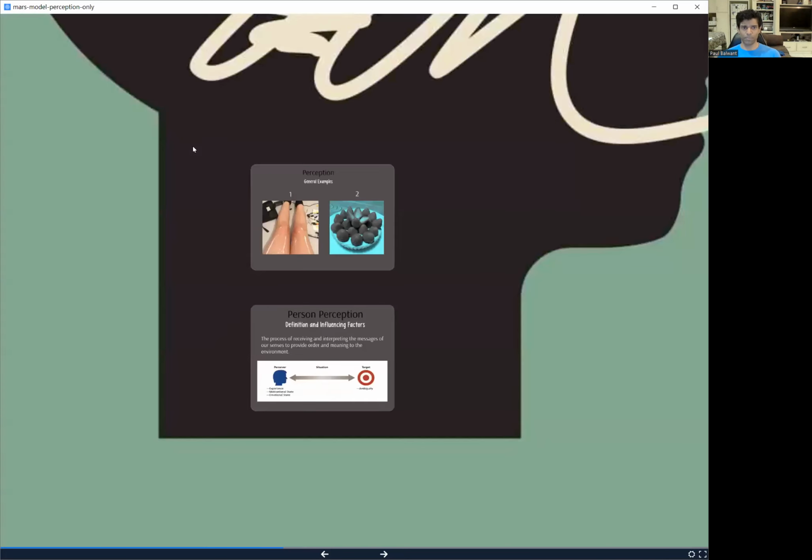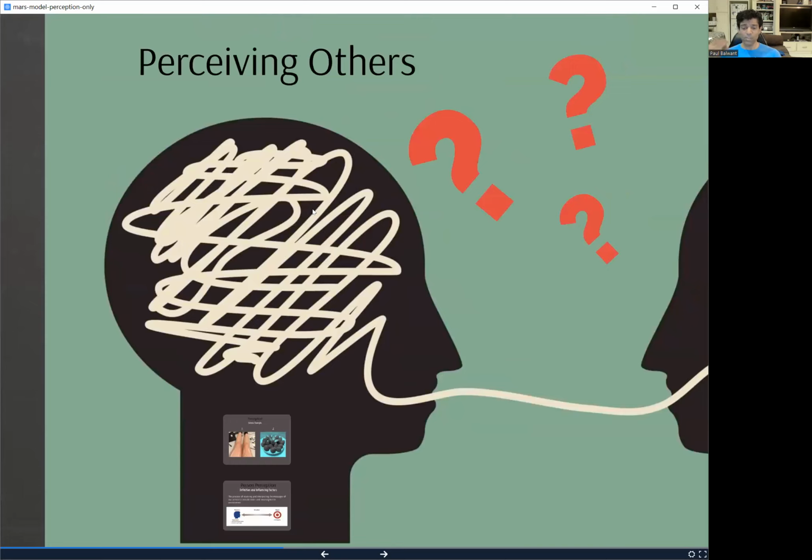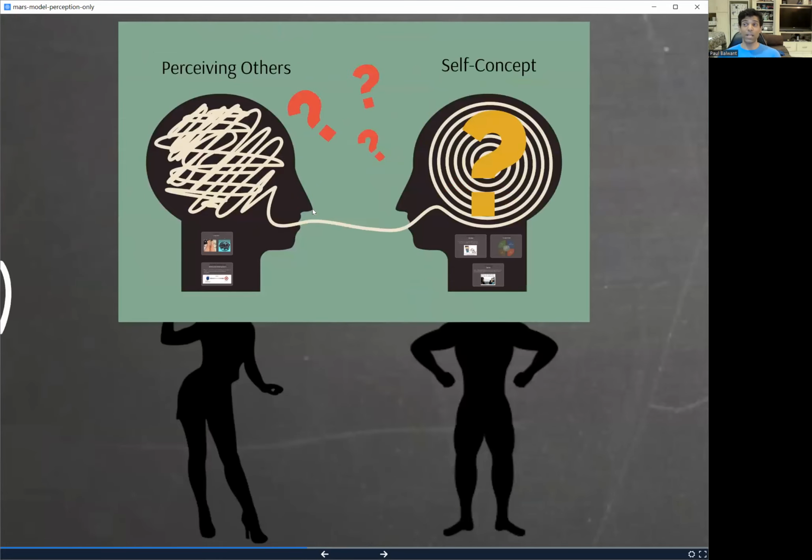Okay. All right. So right away, you should have been starting to think about, well, perception is obviously not necessarily going to be accurate. And this will take us on to the final objective.